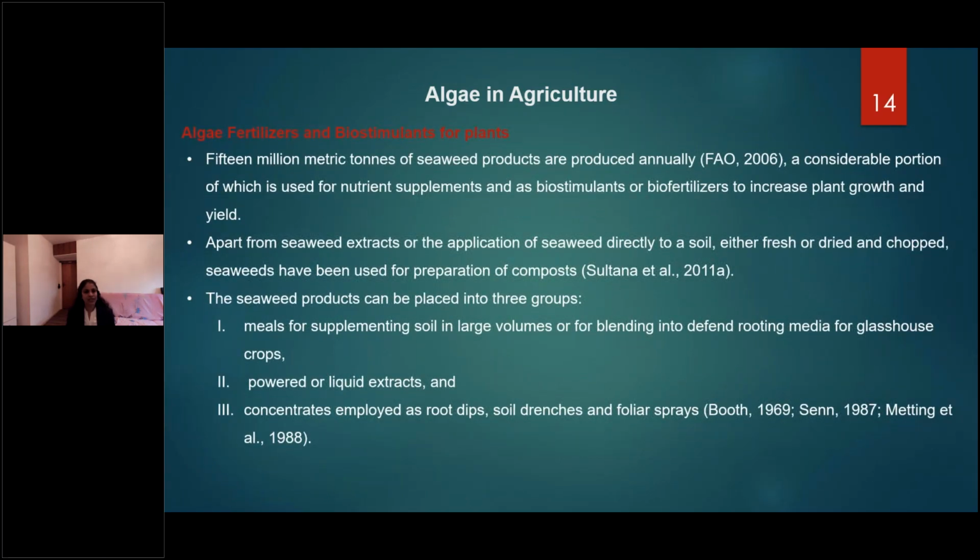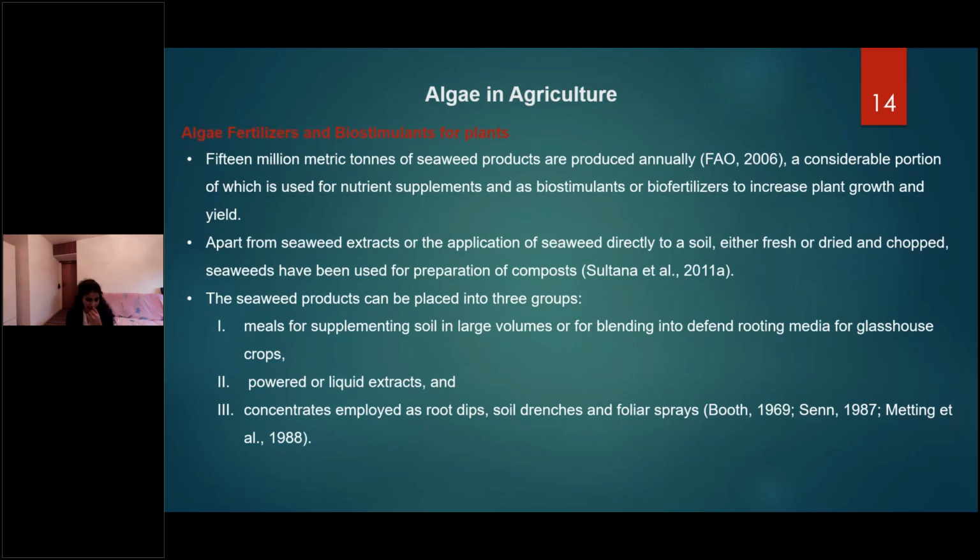So come to the algae fertilizers and biostimulants for plants. 15 million metric tons of seaweed products are produced annually, a considerable portion of which is used for nutrient supplements and as a biostimulant or biofertilizer to increase plant growth and yield. Apart from seaweed extracts, we can apply seaweed directly to the soil. Either fresh, dried or chopped seaweeds have been used for the preparation of composts.